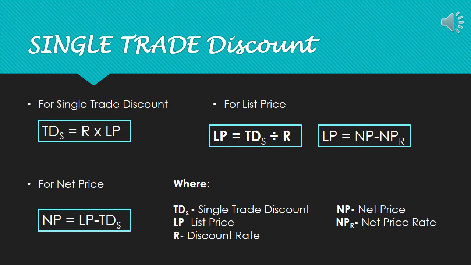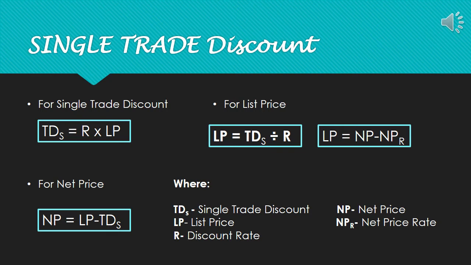So, these are the formulas that we need to use for us to solve different components under single trade discount. So, first, in finding single trade discount, we have TDS equals R times LP, where TDS is single trade discount, R is the discount rate, and LP is the list price. Next, for finding the net price, we have NP equals LP minus TDS. So NP is our net price, LP is the list price, and TDS is the single trade discount.